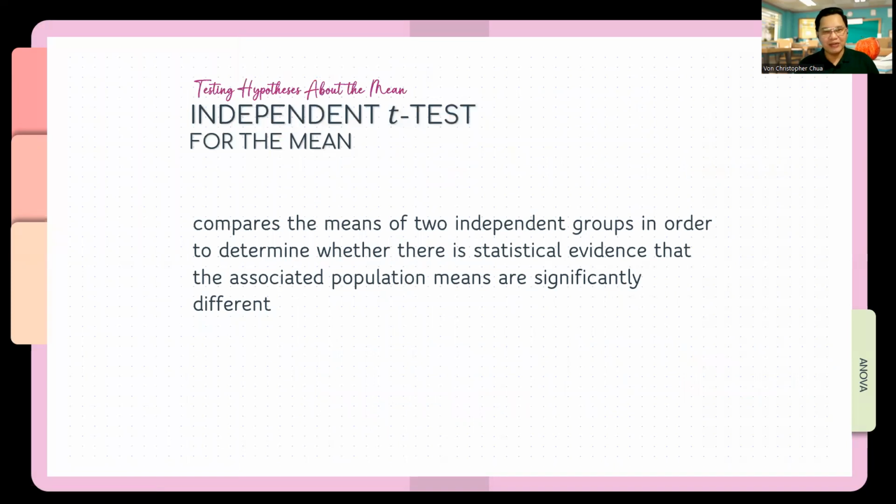Right, so I think we are now ready to discuss the third test in this lesson, which is the independent t-test for the mean. Just to clarify how the independent t-test is different from the dependent t-test, this type of test is used when we actually have two different groups of individuals tested on the same random variable. So if we are interested in comparing the means of two independent groups, in order to determine whether there is a statistical evidence that the associated population means are significantly different, then the independent t-test is appropriate.